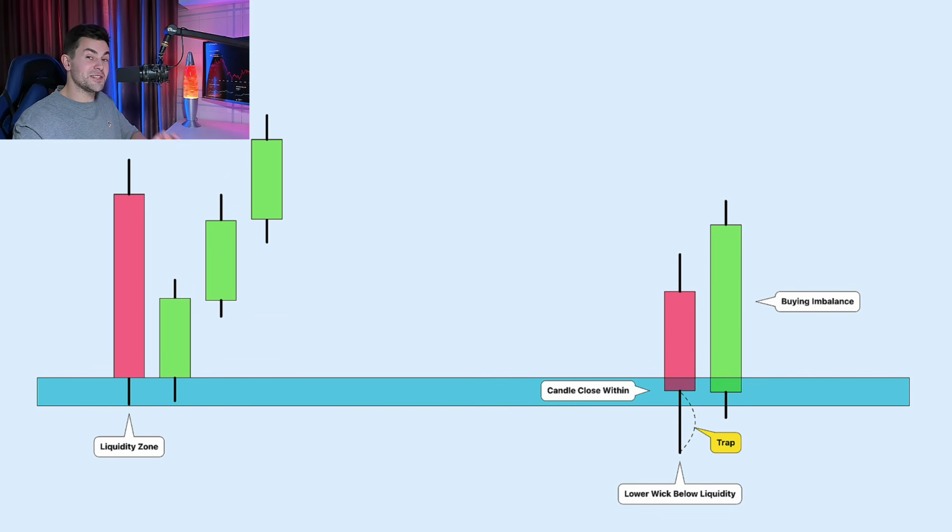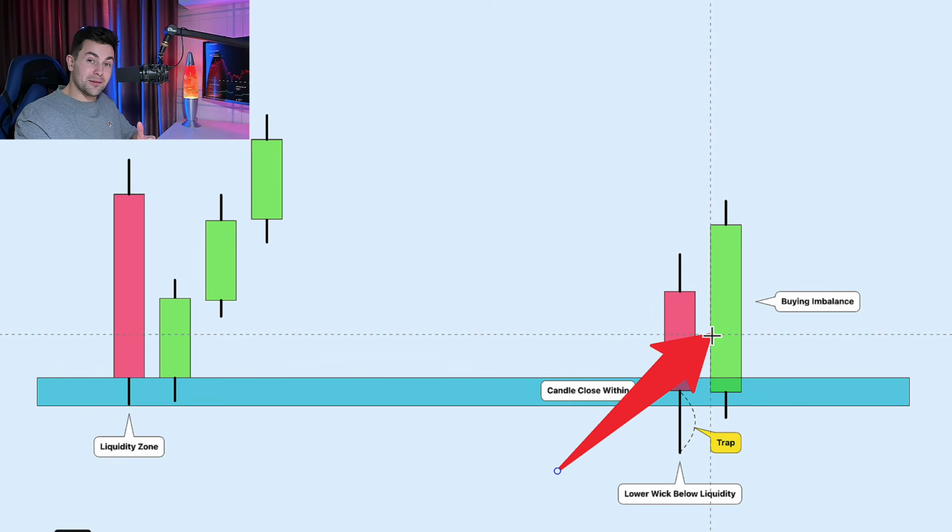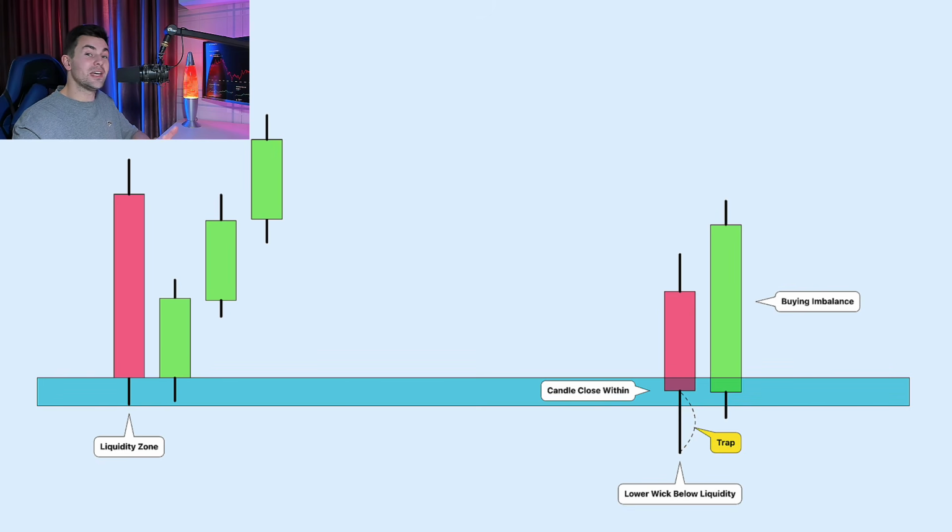When the market tests a liquidity demand zone and candle closes within or above that with a long lower wick below that, and then a buying imbalance candle forms, our two criteria are met and the bearish trap is confirmed. We can anticipate a bullish continuation then.